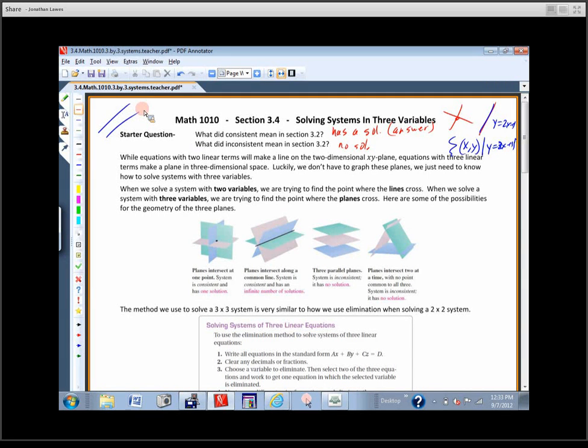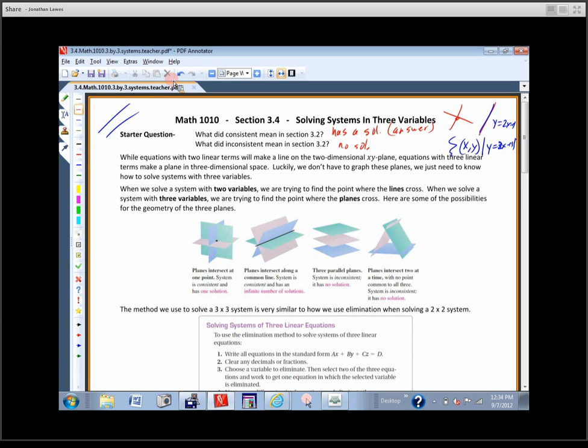Then if they're parallel, what do we say there? We're trying to find the point where the lines cross. We say no solution. There's no point that would work in both of them at the same time. Well, when we're dealing with two equations and two unknowns, like x's and y's, it's translated as the point where the lines cross.